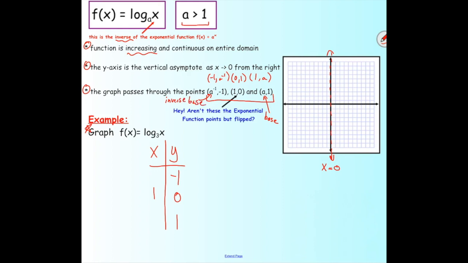So here we go. In this function, it looks like 3 is my base, right? So what would be the inverse or reciprocal of that? 1/3. Right. And then my base is 3, so 3 there. So those are my 3 parent points that I'm going to have to graph. So what is that going to look like? 1/3, -1, right there. 1, 0, and 3, 1.